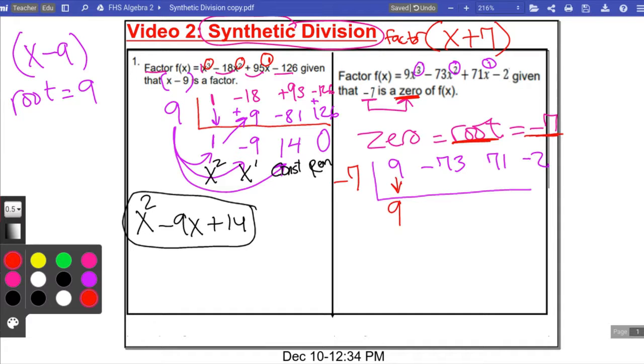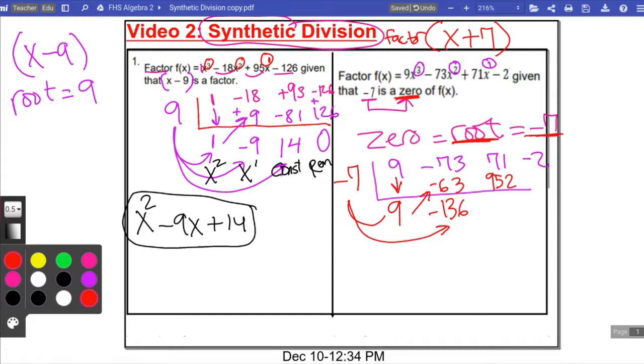Drop the 9 down. All right, so 9 times negative 7 should give you negative 63, right? And then when you add that, negative 73 minus 63, you should get negative 136. Times that by negative 7. Yeah, this is going to be a huge number. That should give me a positive 952.